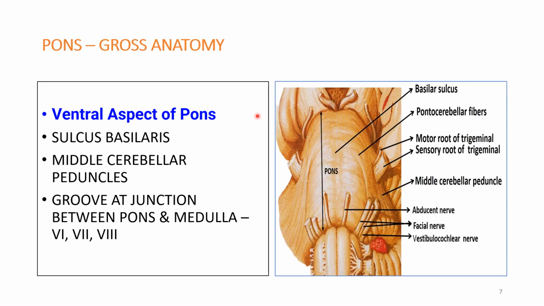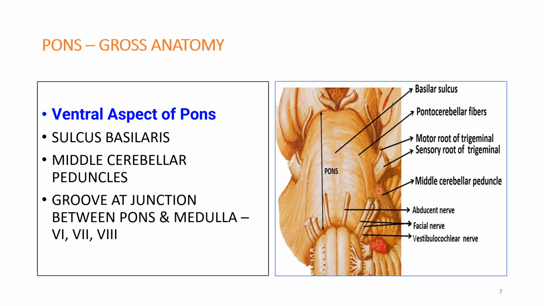Then comes the pons. So what is the gross anatomy? You can see on the ventral aspect of the pons, in the middle, the basilar sulcus, or sulcus basilaris. Then this pons is connected to the cerebellum via the middle cerebellar peduncle, via the pontocerebellar fibers. Okay, this is the middle cerebellar peduncle. It is connected through pontocerebellar fibers.